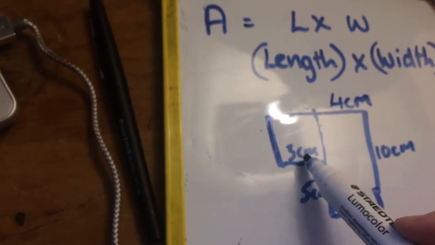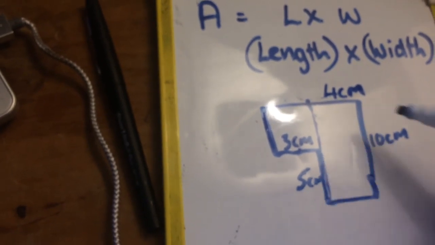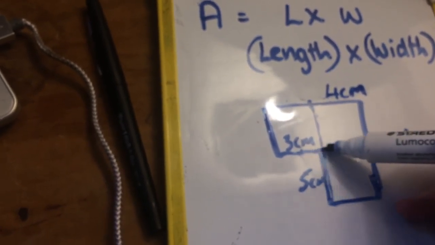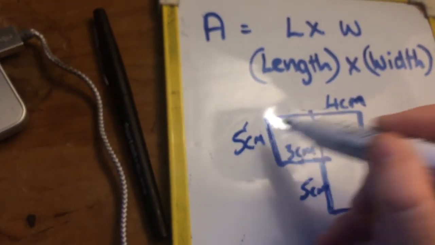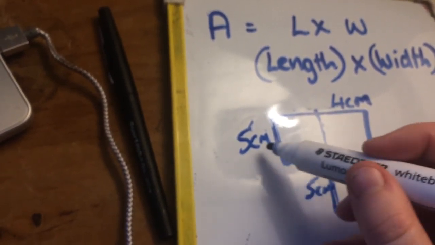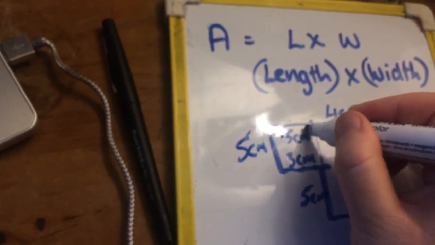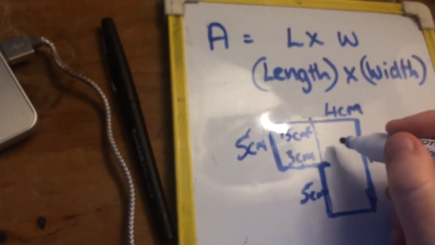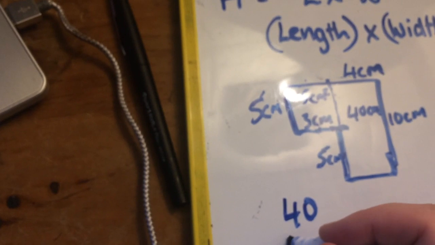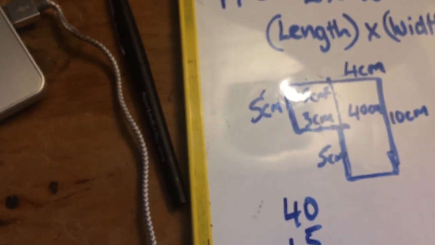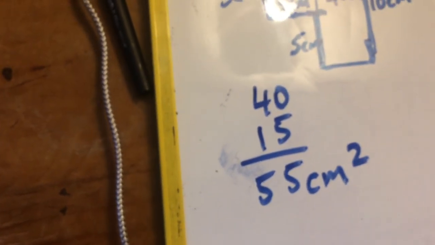Now we have the length of here, but we don't have the length of here. We know that this is 5 centimeters and we know that this is 10. So it stands to reason that if we were to divide this up, it's 5 and 5. To find the area of this, 3 5s are 15 centimeters squared. The area of this is 4 by 10, which is 40 centimeters. So 40 plus 15 is 55 centimeters squared. Don't forget the squared, guys.